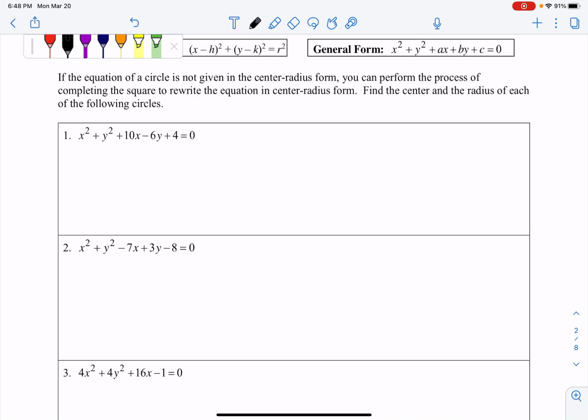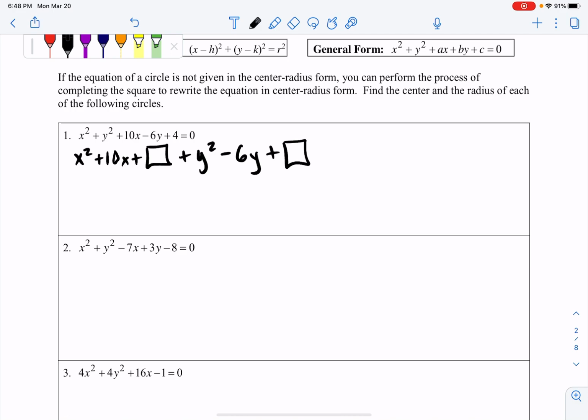So again, I'm going to start just like we did yesterday by putting my x values together, x^2 + 10x. And then I'm going to add the box because I'm going to complete the square. I'm going to determine the value that I need to add there in a moment. And then I'm going to write my y's together, y^2 - 6y, and then plus this box again, equals -4, which is what I get when I subtract 4 on both sides originally. And then, of course, if I add something to one side, I have to add it to the other side. So we have 2 boxes on the left. We're going to need to add on the right as well.